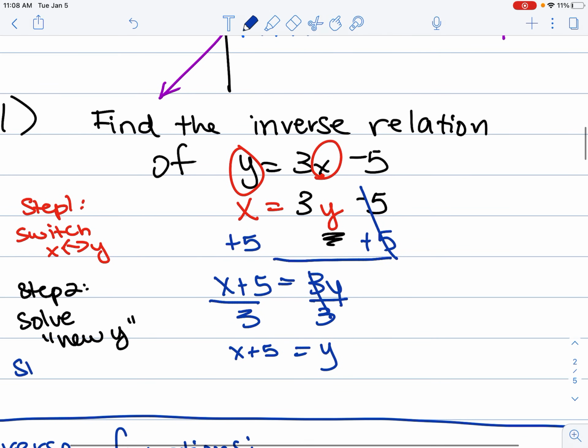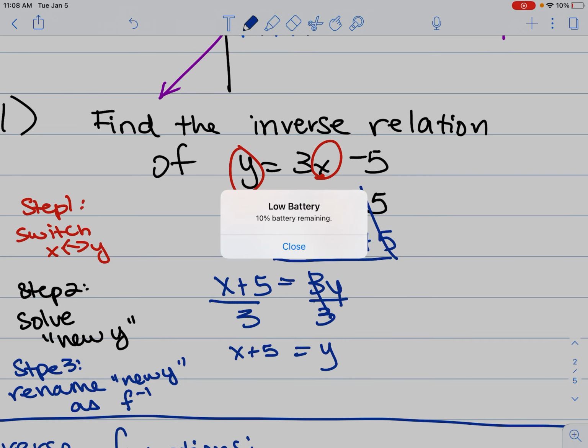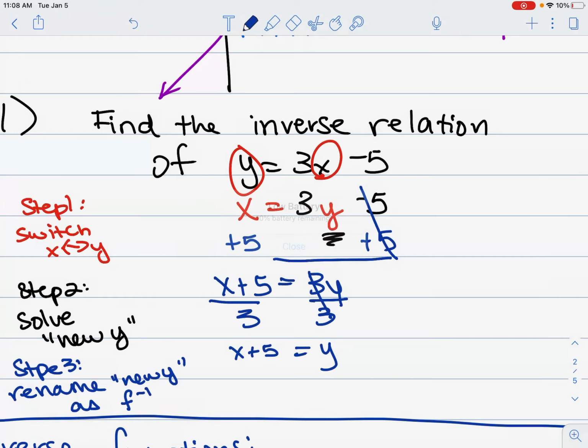But the last thing is step 3, that the new y, we're going to call it the inverse, or f inverse, okay? So we can say, well, it's not really y, it's the inverse of y, and in this case, actually, instead of using f, we'll use the y, the inverse of y. So we say the inverse of y is (x plus 5) over 3, okay?